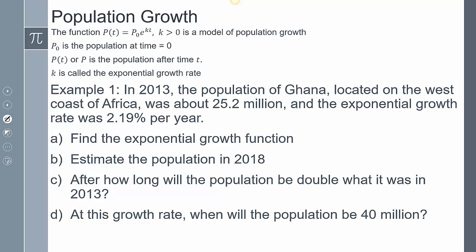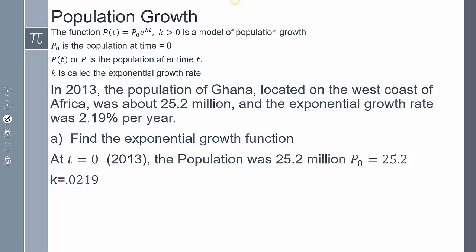So on our first example, this says that in 2013, the population of Ghana, located on the west coast of Africa, was about 25.2 million, and the exponential growth rate was 2.19% per year. It's asking us to find the exponential growth function, estimate the population in 2018, after how long will the population be double what it is in 2013, and at this rate, when will the population be 40 million?